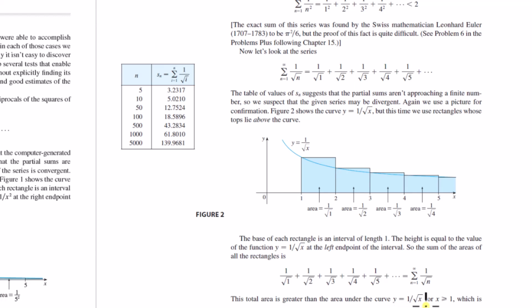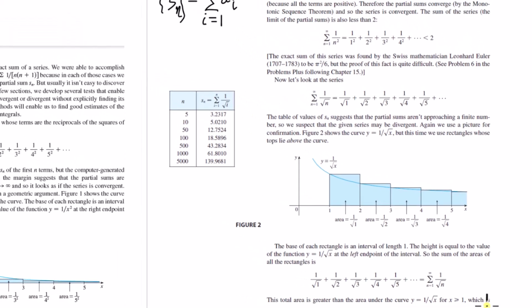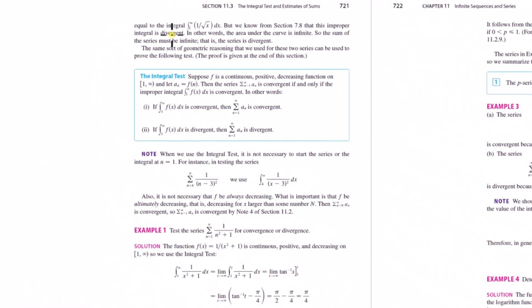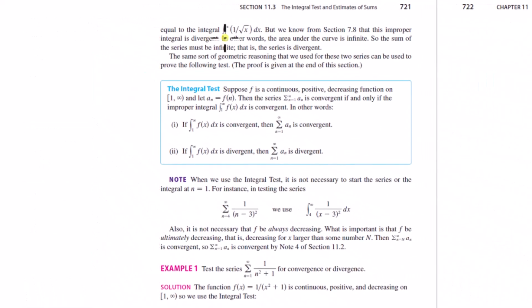y equals 1 over square root of x, for x greater than or equal to 1, which is equal to the integral from 1 to infinity of 1 over square root of x dx. But we know from section 7.8 that this improper integral is divergent. In other words, the area under the curve is infinite, so the sum of the series must be infinite. That is, the series is divergent.